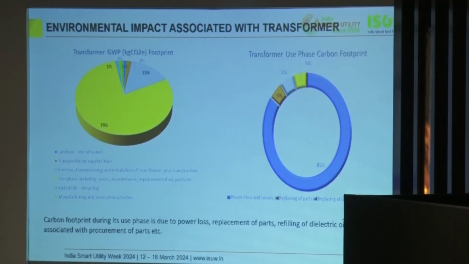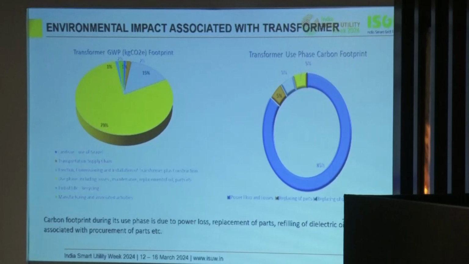Various activities pertaining to the transformer start with the use of land. The moment you use certain land for some specific purpose, the authority is answerable for the change of land use, as it is a very important KPI. That's an environmental KPI.